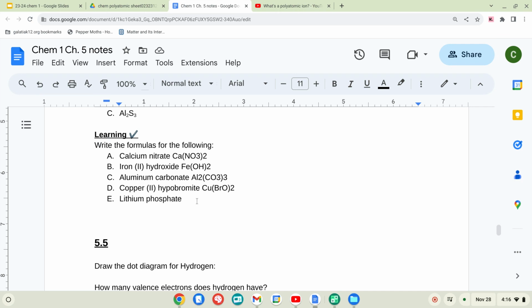Then I've got lithium phosphate. That is going to be Li, and that's a +1. But phosphate, if you look at your sheet, is a -3. So I'm going to crisscross that -3. And then I'm not going to put parentheses, but it's going to be PO4. Now, if you want to put parentheses, I'm not going to take points off for that. But you could leave it just like this, Li3PO4. The only time I need parentheses is if I'm going to crisscross a number.